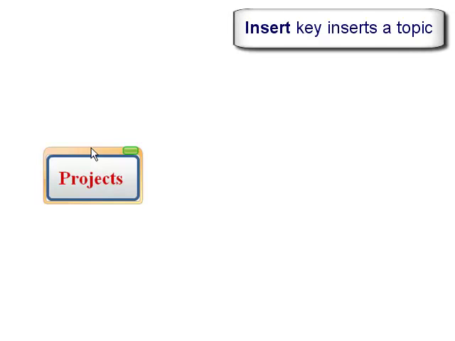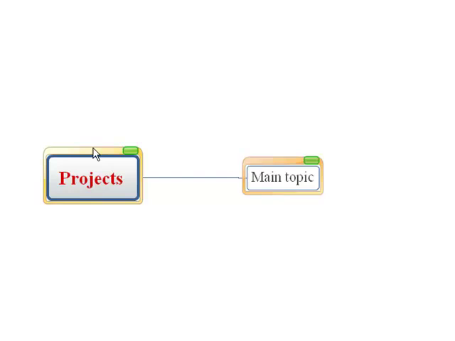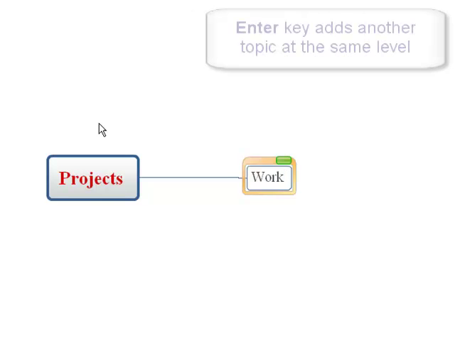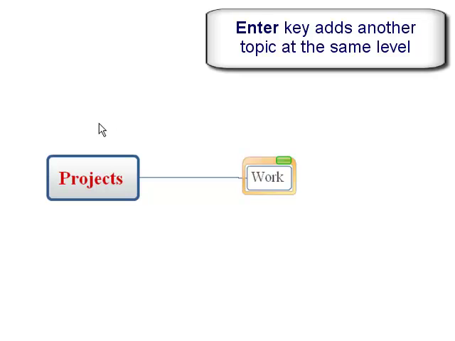In Mindomo, you can do most things with a keyboard shortcut or with a command in the ribbon menu. In this video we're showing you some of the keyboard shortcuts because they're the quickest to use. To add a main topic to the central topic, press the Insert key when the central topic is selected. You can type the topic text straight away and press the Enter key when you finish entering text. To add another main topic, press the Enter key again.